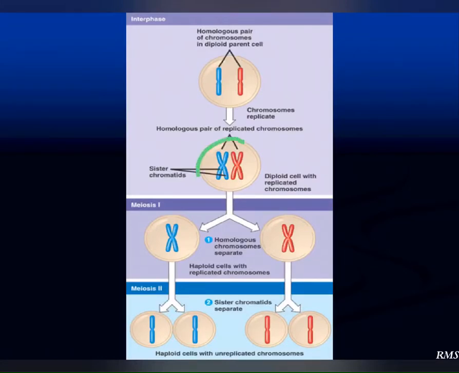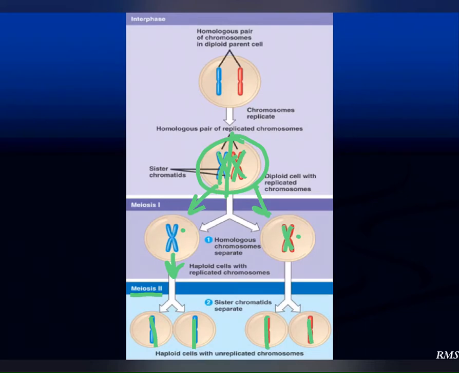So if we have a cell that's diploid, with 2 homologous chromosomes in it, when you do meiosis, you're going to split the homologous chromosomes apart. So one will go here, one will go here, and then in meiosis 2, you split the sister chromatids apart. So one goes there, one there, same thing here, one goes there, one there.